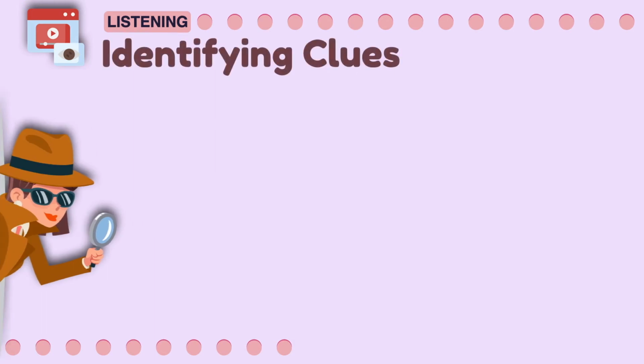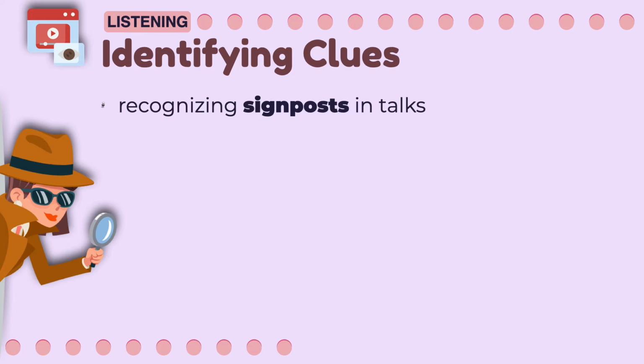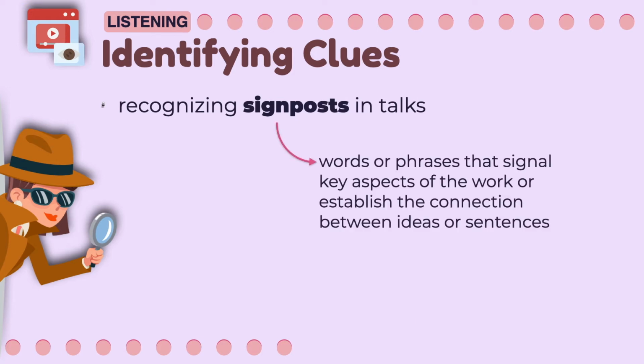Second strategy for getting and processing information from a small talk is identifying clues. This may be done by recognizing signposts in the talk. Signposts are words or phrases that signal key aspects of the work or establish the connection between ideas or sentences. Some examples of signposts are in conclusion, next, moreover, and furthermore.